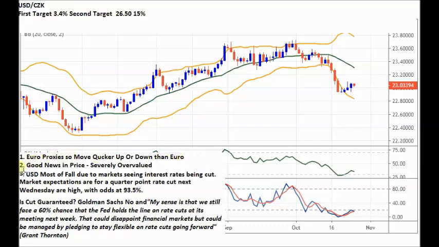So point number 2, good news is in the price for USD, for the CZK and the PLN, they're both severely overvalued historically. And most of the fall down recently, we see a nice big fall here, is due to markets seeing interest rates being cut by the Fed. That comes up next week. Market expectations are for a quarter-point rate cut next Wednesday. They're really high, odds of 93.5%. You just can go and look at the FedWatch tool by the CME to see that.